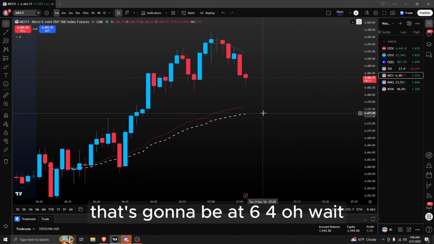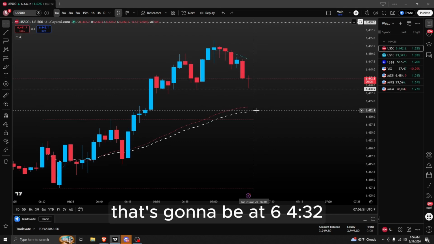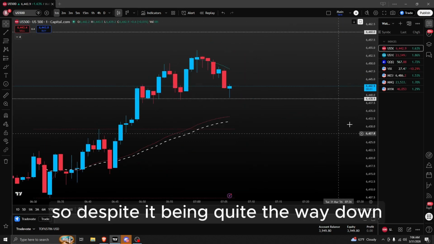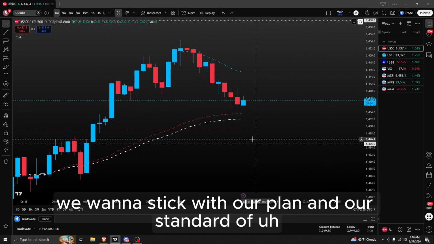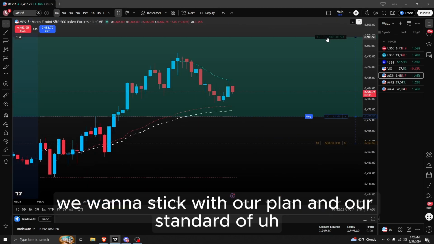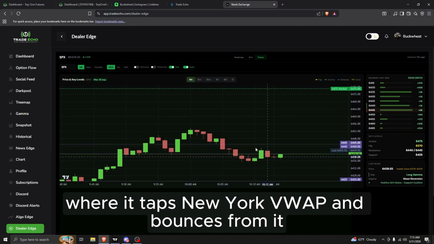What level is that at? That's going to be at 6.4. Oh wait, let me look at US 500. That's going to be at 6.432. It's quite a bit down. So despite it being quite the way down, we want to stick with their plan and our standard of waiting for that position to hit where it taps New York VWAP and bounces from it.